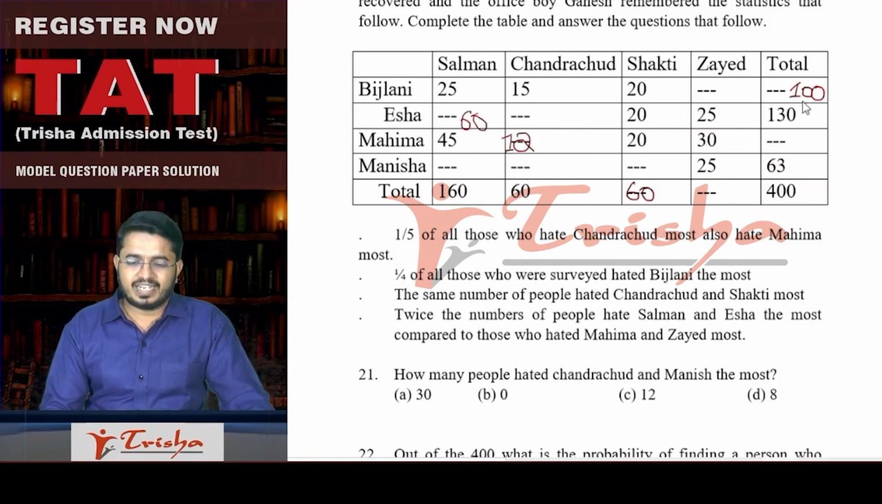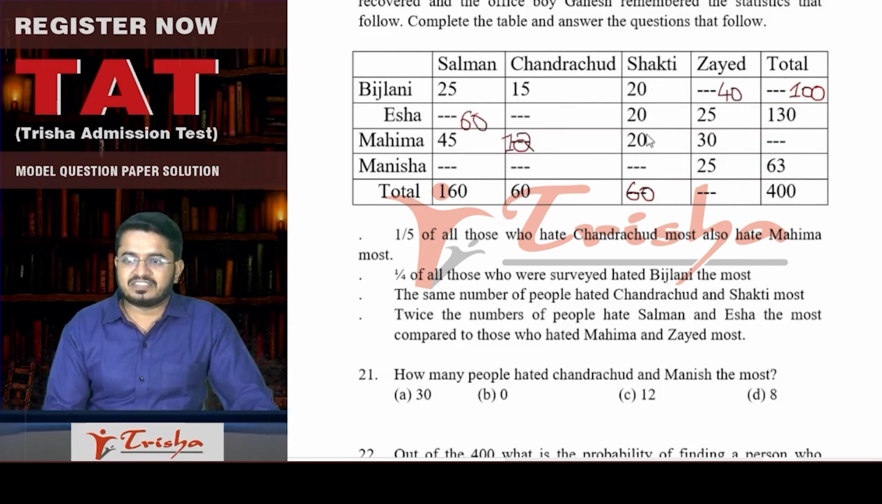See, we know the total 100. Let us see whether it matches with this number, right? When you add horizontally, the total will come here. When you add vertically, the total will come here. All the totals when you take together should match 400. So 25 plus 15, 40, plus 20, 60. The total till here is 60, but the total should be 100. So 100 minus 60, 40. So the people who hate Zayed and Bijlani together is 40.